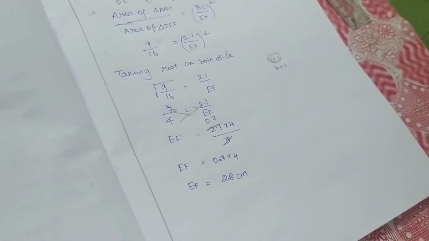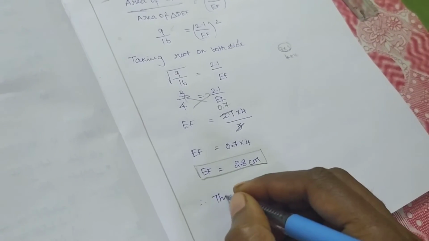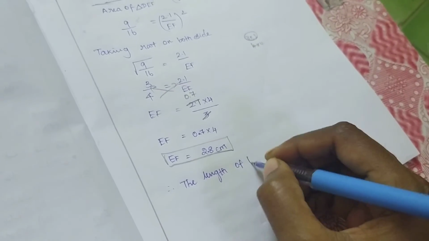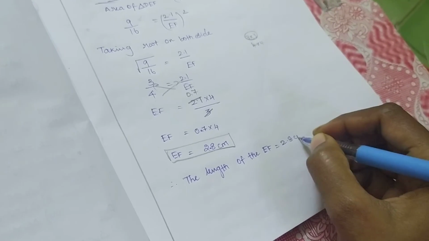So centimeter. What are they asking? What's the EF? Therefore, the length of EF equal to 2.8 centimeter.